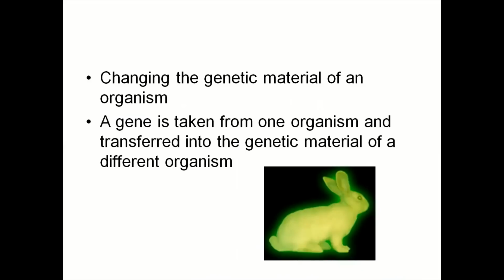A gene is taken from one organism and transferred into the genetic material or genome of a different organism. The new DNA of the organism is called recombinant DNA, and the organism receiving recombinant DNA is called a transgenic organism. So the genome of the transgenic organism is modified.